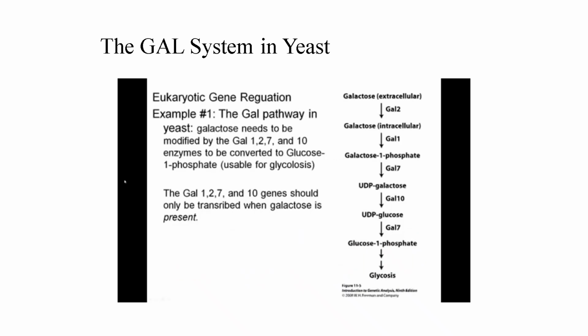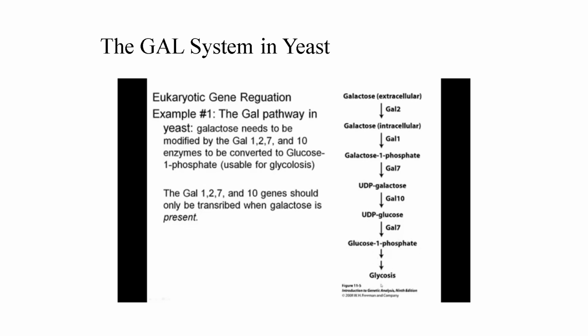So the first example is the GAL system in yeast. Remember, yeast is a unicellular organism, one of the most simple eukaryotic organisms. The idea here is that yeast need an energy source, and their preferred energy source is glucose, right? But they can also use other sugars, for example, galactose. And galactose needs to be converted into glucose 1-phosphate in order to be used in glycolysis.